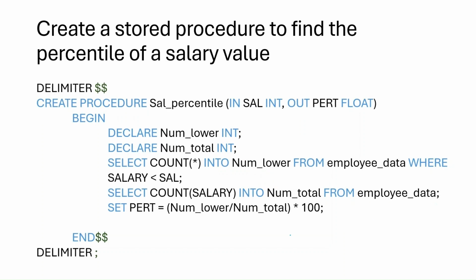Okay, and then the last and final step that we are going to do is set the output. So we're going to put set perth is equal to the num lower divided by the total num. Don't forget, this is our k and that's our n, and then times 100. So this is now going to give us the percentile, in the form of a percentage, and that's going to tell us the percentile of the salary value in relation to all the other salaries in the table.